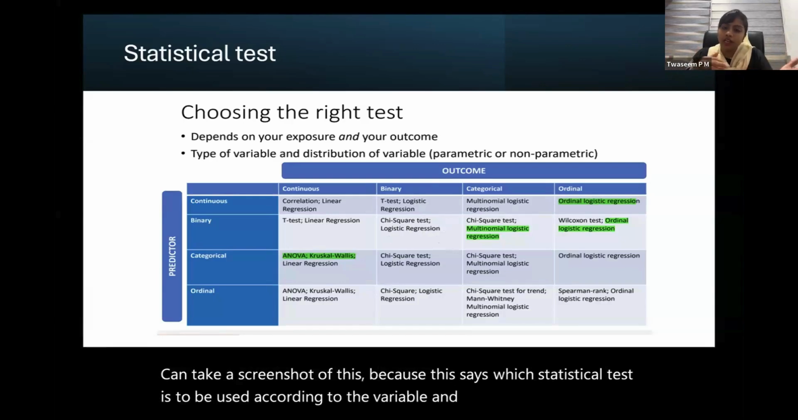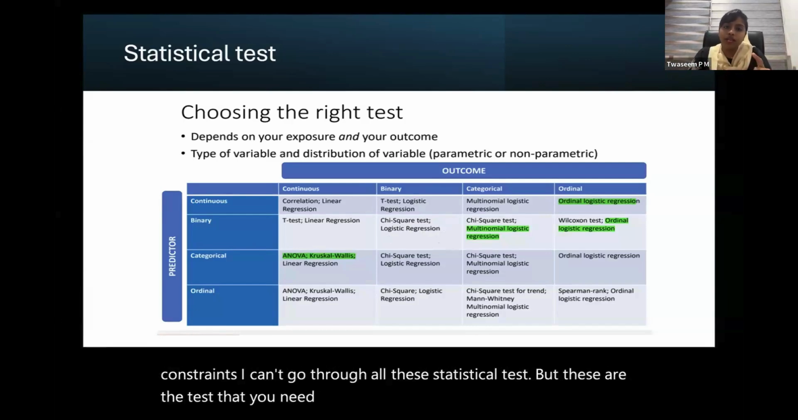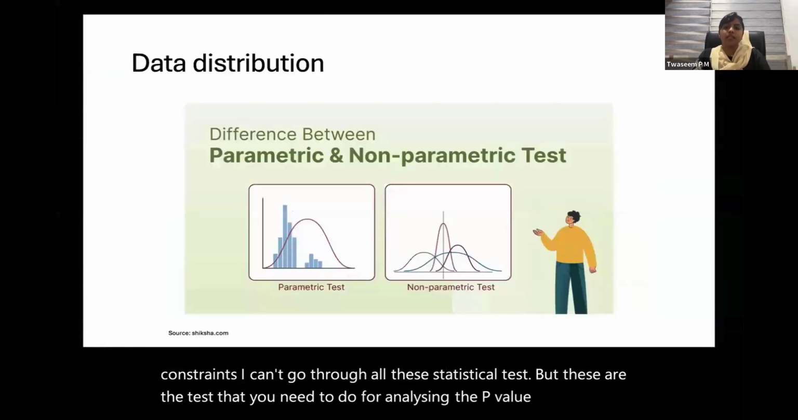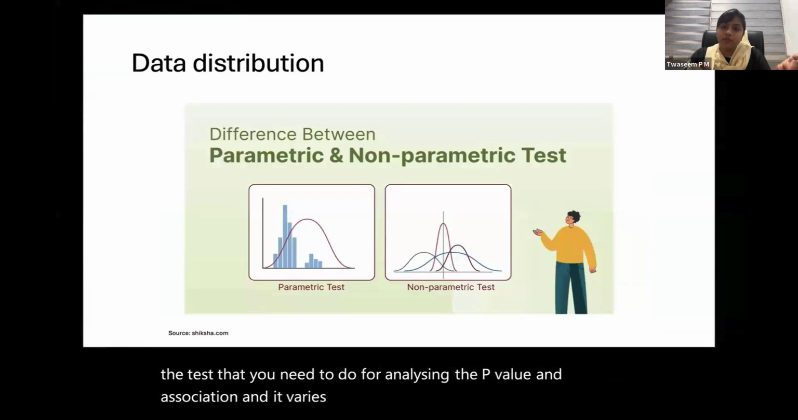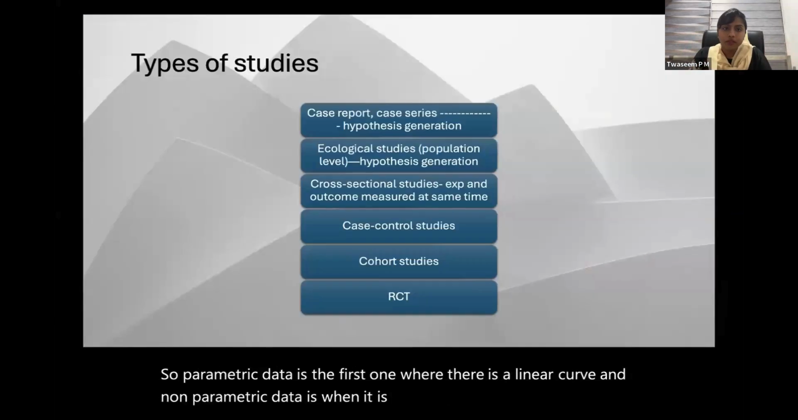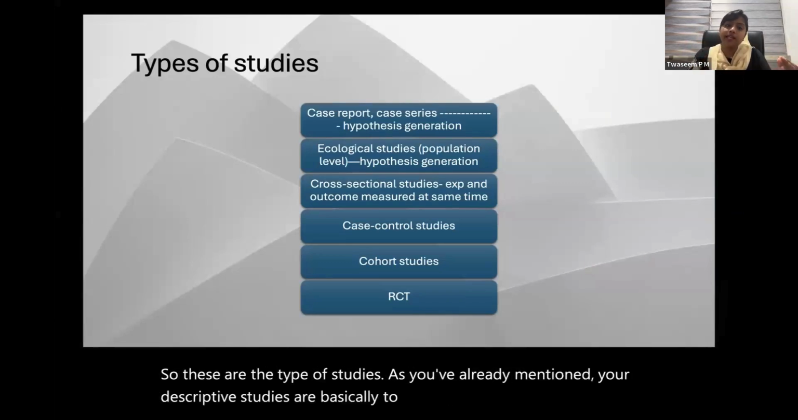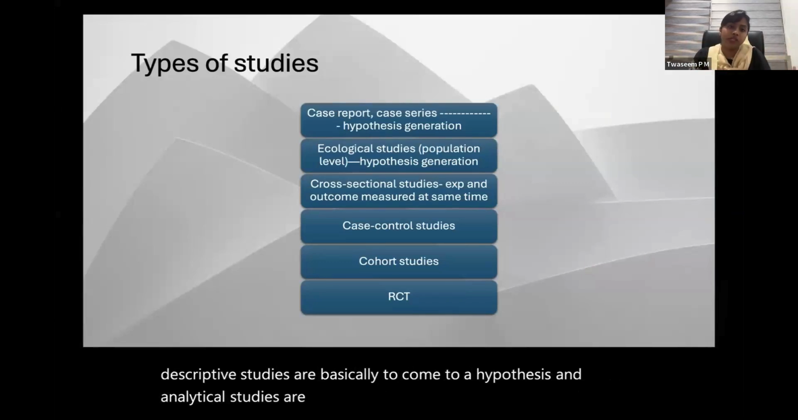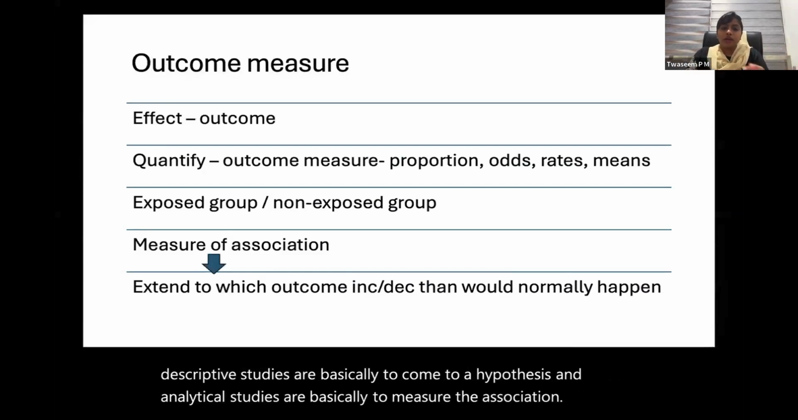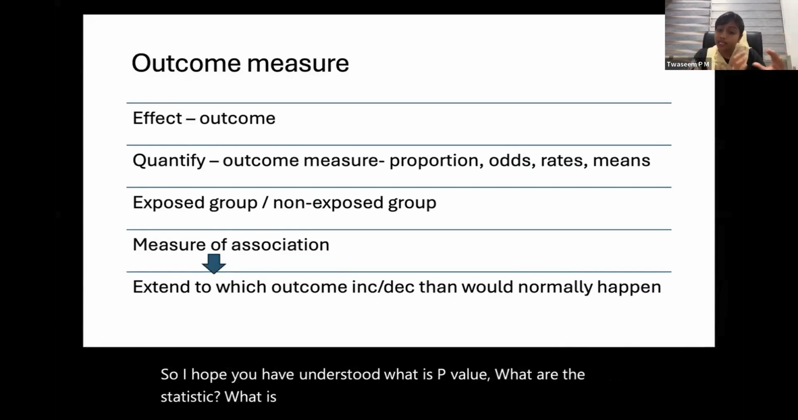Because of time constraints, I can't go through all these statistical tests, but these are the tests that you need to do for analyzing the p-value and the association. And it varies with parametric and non-parametric data. Parametric data is the first one, where there is a linear curve, and non-parametric data is when it is split. So these are the types of studies, as you've already mentioned. Your descriptive studies are basically to come to a hypothesis, and analytical studies are basically to measure the association. I hope you have understood what is p-value, what is meant by a statistical test, and what actually you're evaluating in a statistical test.